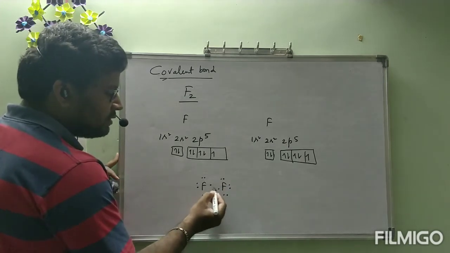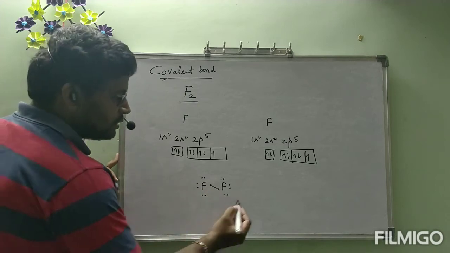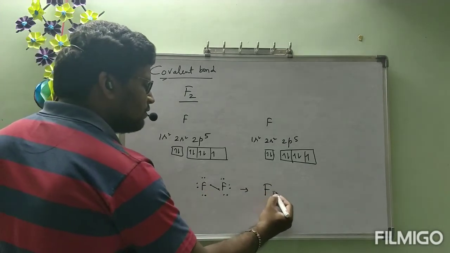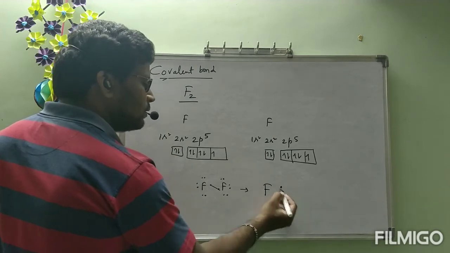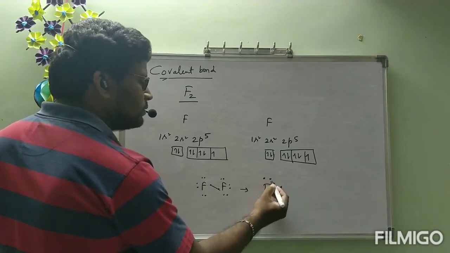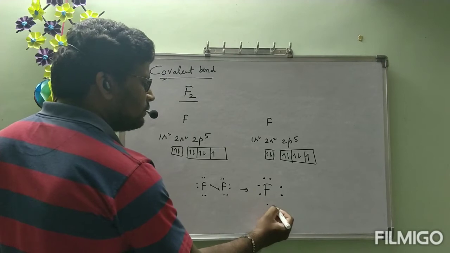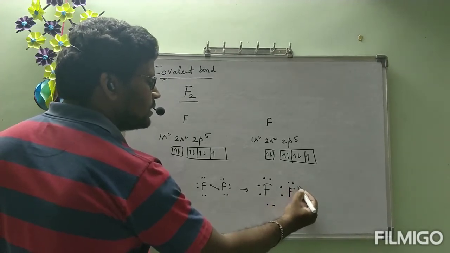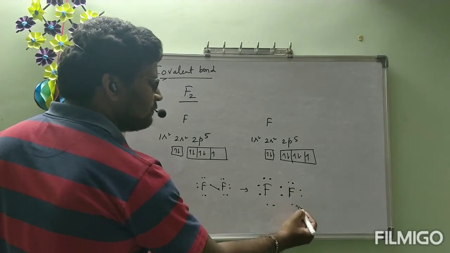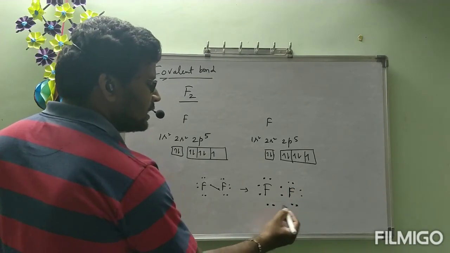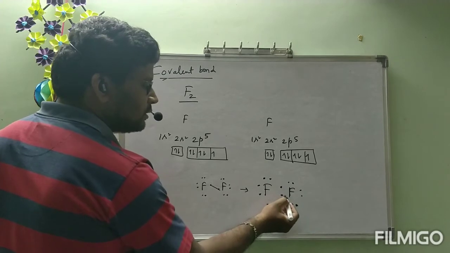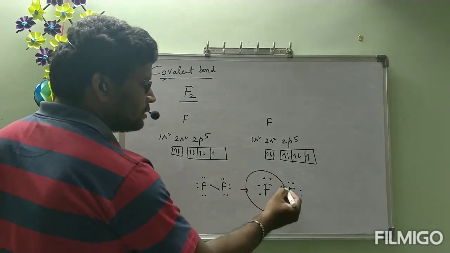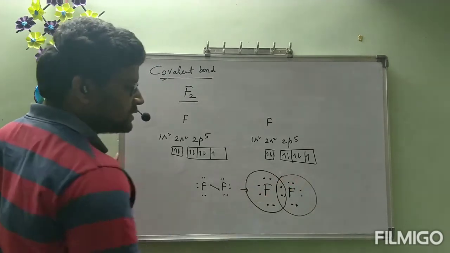Now these two will be getting bond. Then we will be resulted with fluorine, 1, 2, 3, 4, 5, 6, and fluorine, 1, 2, 3, 4, 5, 6. Here the bond is only one bond. That is only present in between two fluorines.